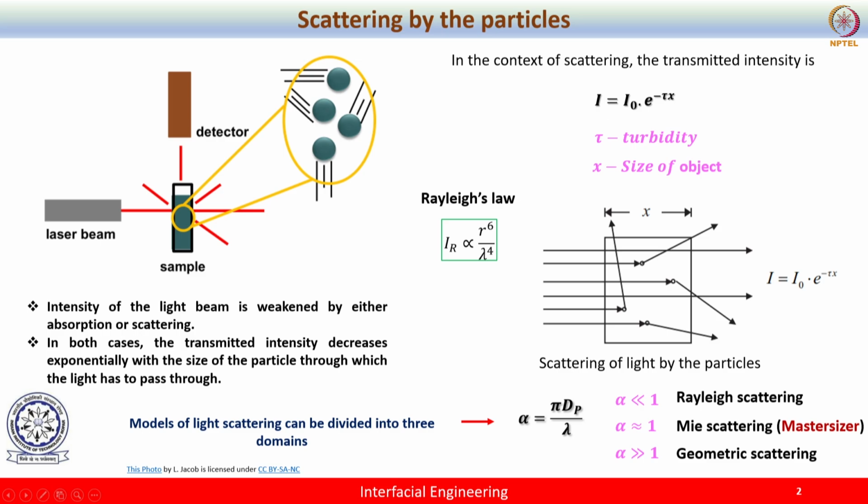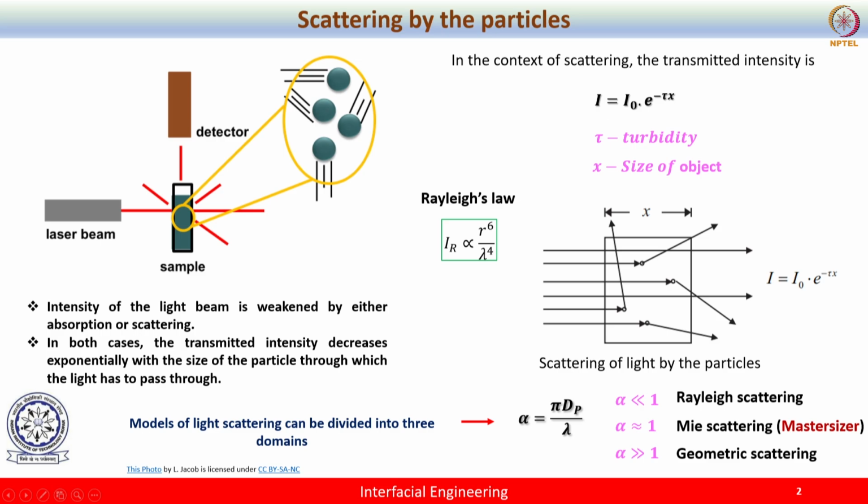Whenever matter interacts with the light, the intensity of the light beam is either weakened or absorbed, and that is what we collect. Whether it is transmitted intensity, in both cases there will be an exponential decay as a function of the size of the object or matter that is interacting with the light.